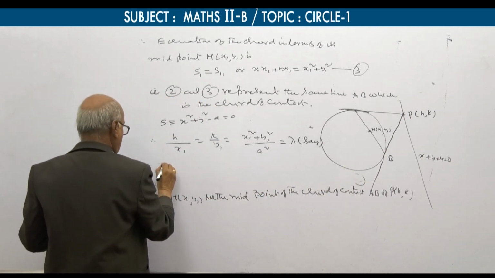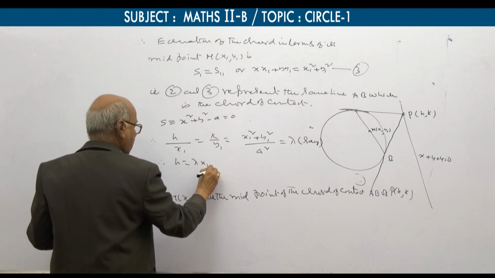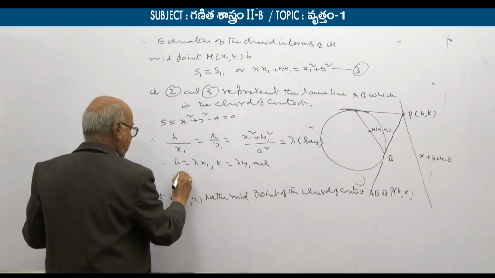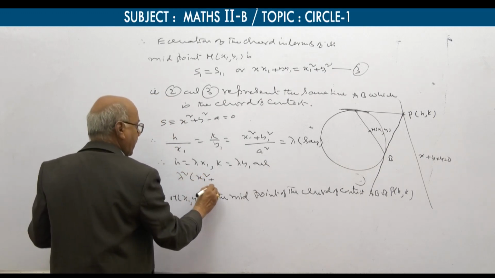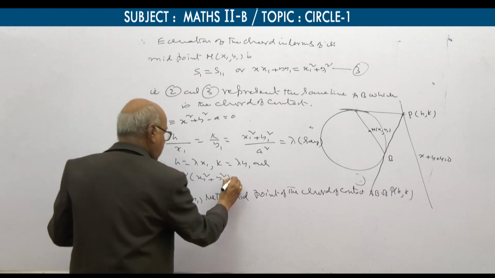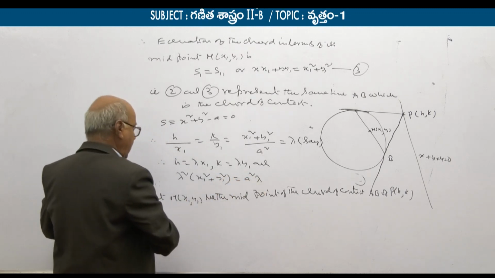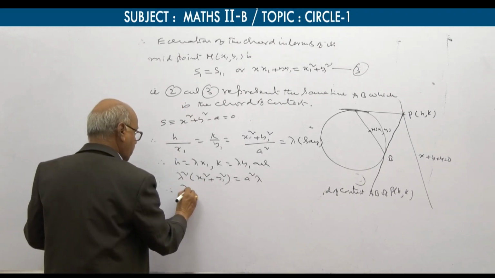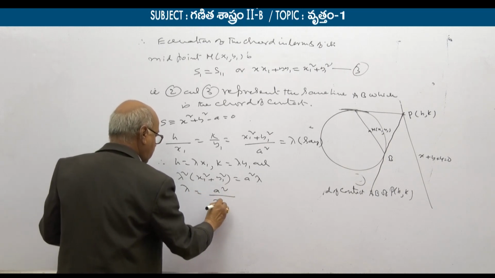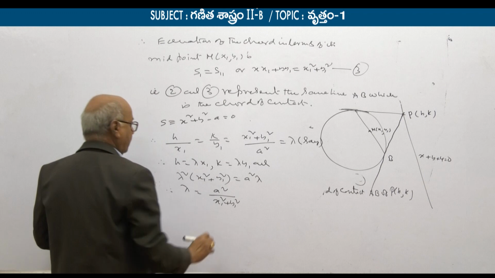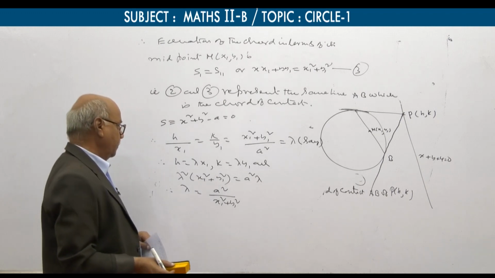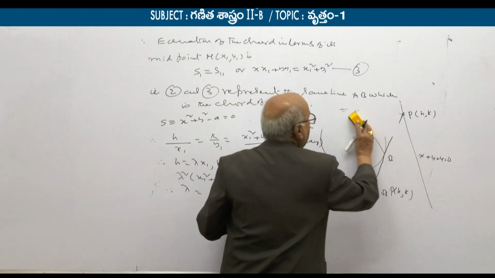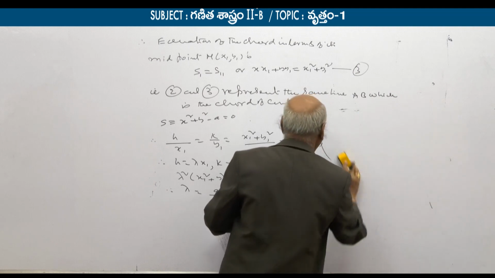So therefore, H is equal to lambda x1, K is equal to lambda y1, and lambda square into (x1 square plus y1 square) is equal to a square lambda. So therefore, lambda is equal to a square by (x1 square plus y1 square). Lambda will cancel. Now substitute this value.